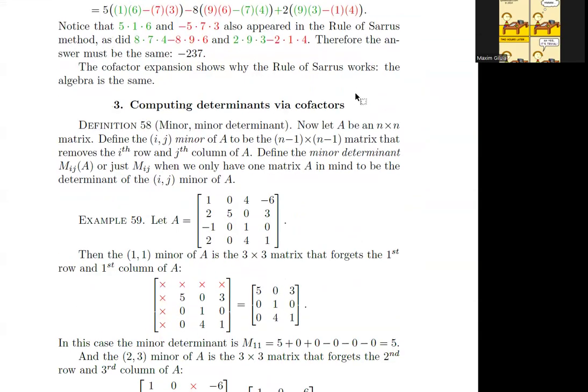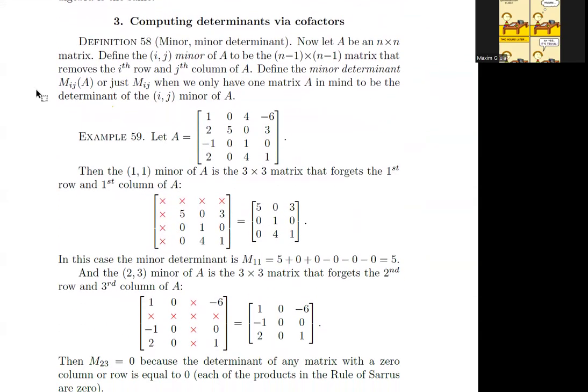So let's talk more about what it means to compute via cofactors. Let's talk about what it means to be a minor and a minor determinant. So let A be an n by n matrix. Define the ij minor of A to be the n minus 1 by n minus 1 matrix that removes the ith row and jth column, just like we did above when computing the determinant of the 3 by 3. And then define the minor determinant, Mij, when we have just one matrix in mind, right? Otherwise, it depends on A. That's the determinant of the ij minor.